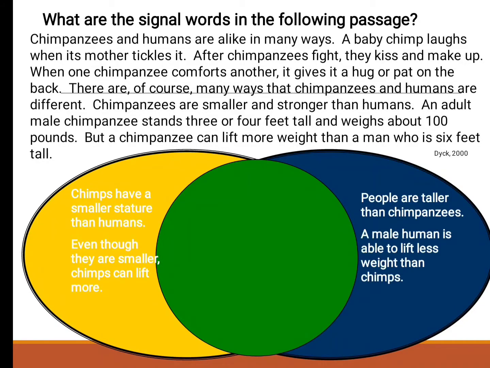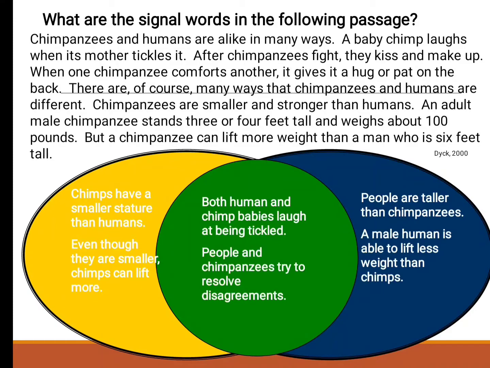People are taller than chimpanzees. A male human is able to lift less weight than chimps. Both human and chimp babies laugh at being tickled. People and chimpanzees try to resolve disagreements. So these things written in the green are the similarities between the chimpanzees and humans.